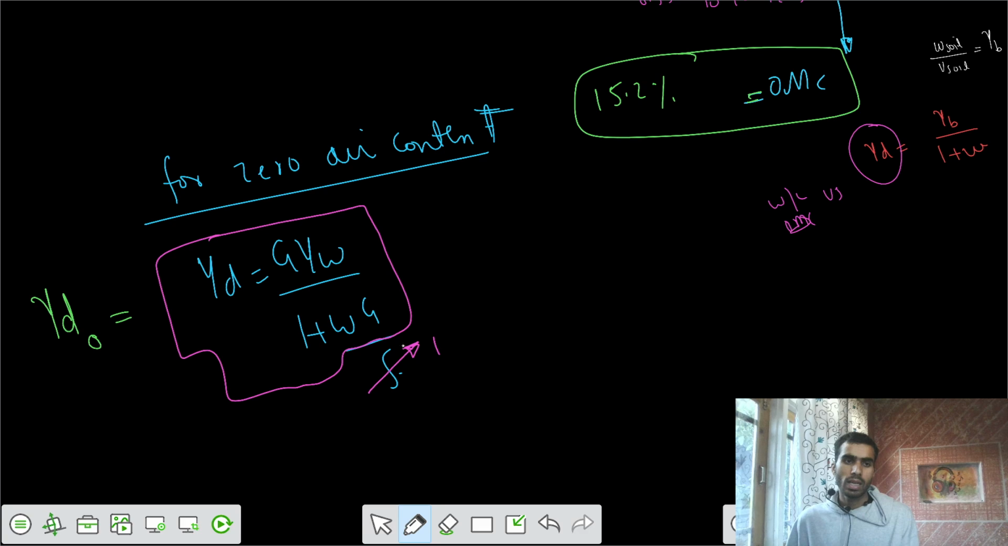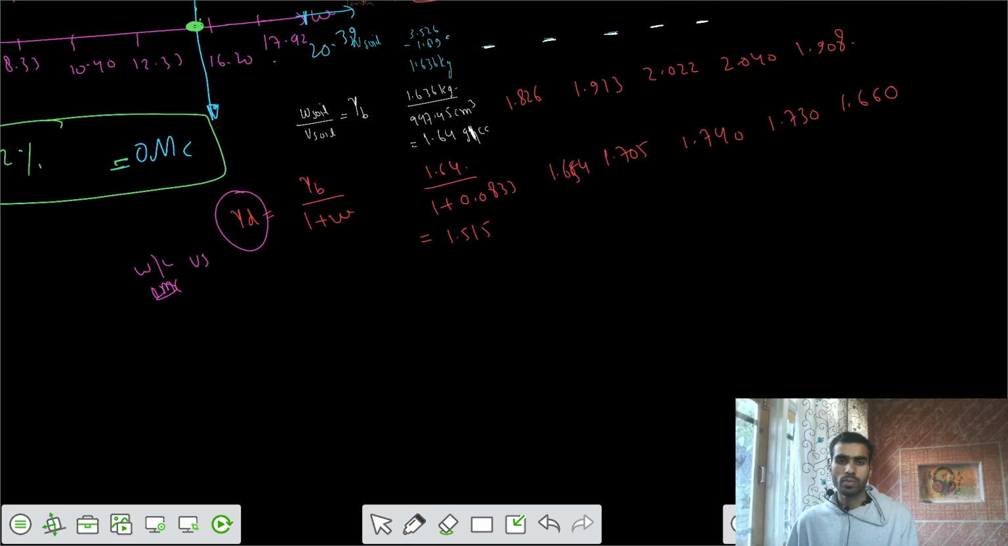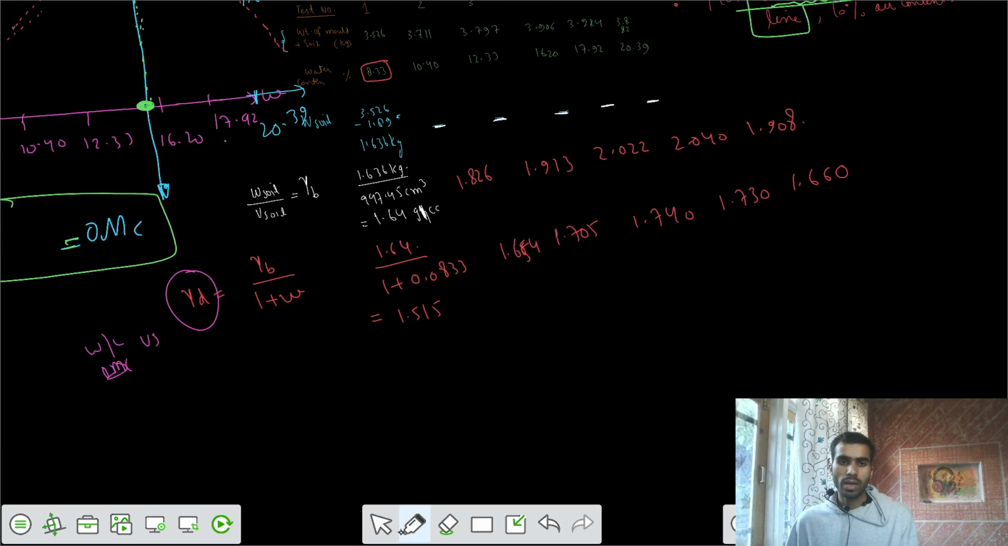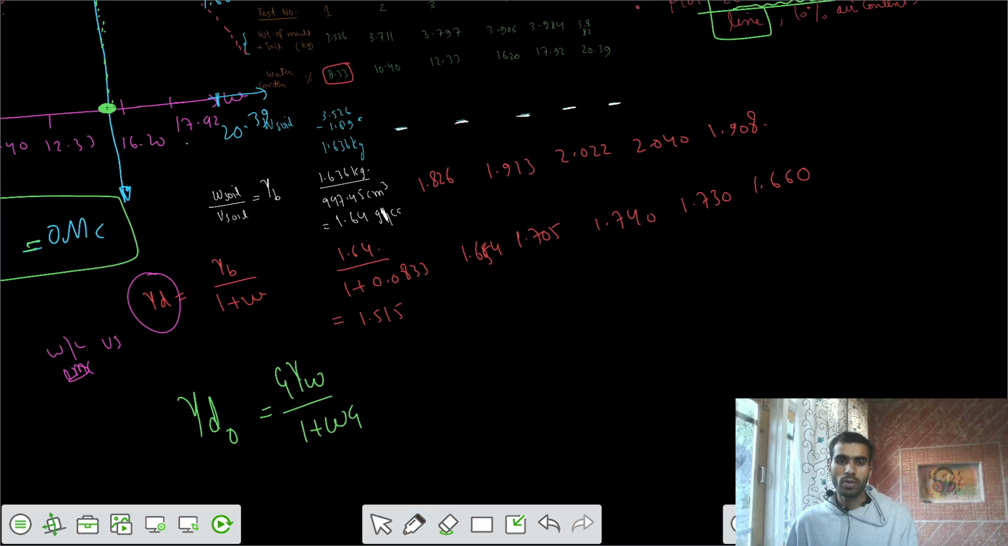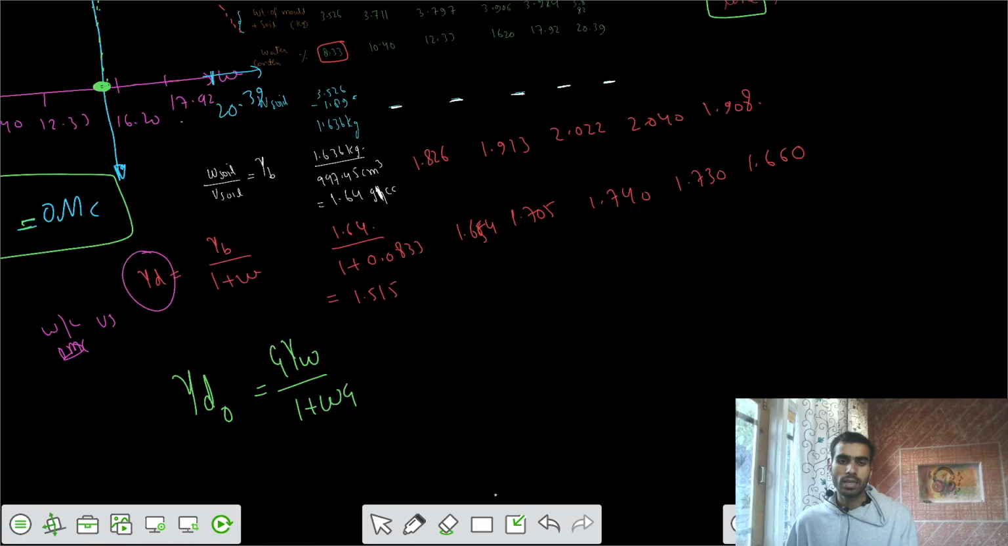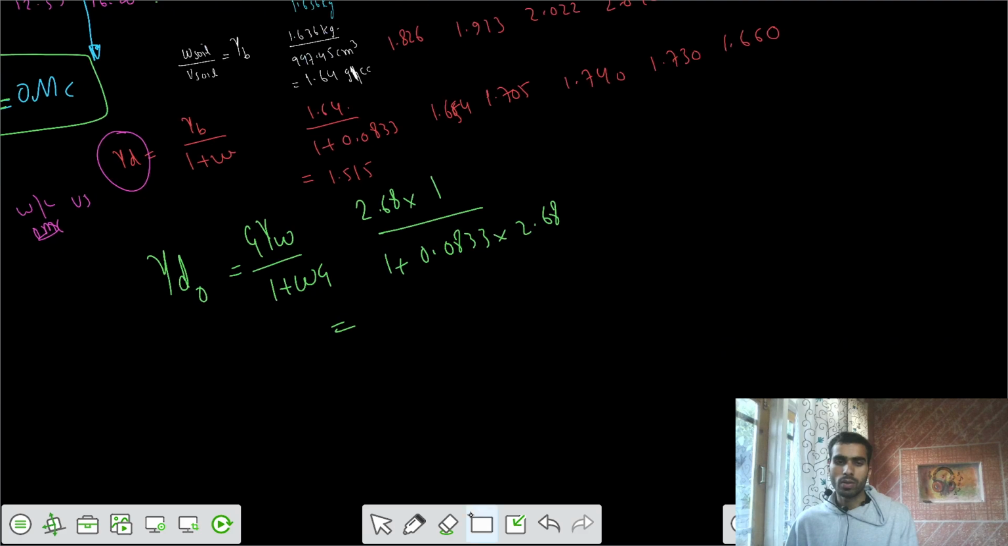Let's write gamma d at 0 air content, which is G gamma w divided by 1 plus wG. We need to substitute those values. The G value is 2.68, into gamma w, which we can take as the density of water, 1 gram per cc, divided by 1 plus water content, 0.0833 into G value 2.68. This comes out to be 2.19.